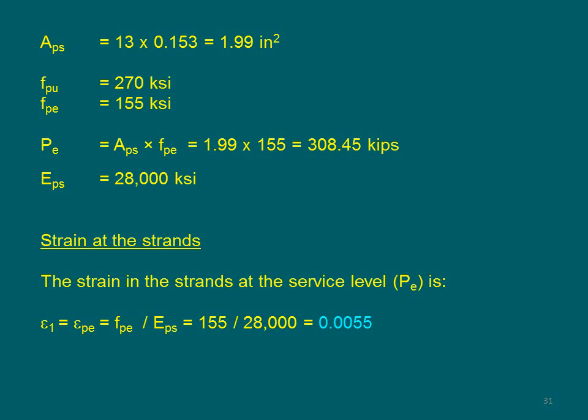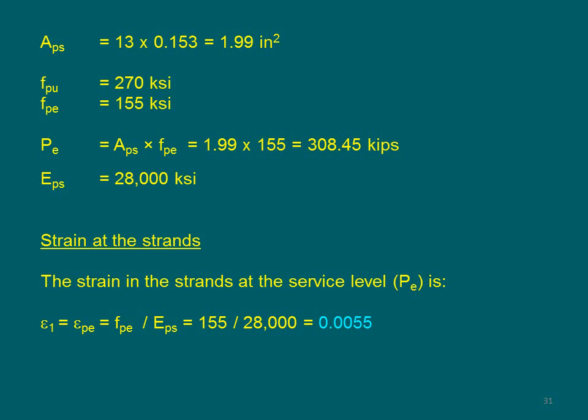Aps is going to be equal to 13 half-inch strands, ASTM A416. Each one of the strands is going to be 0.153 square inches. I have 13 of them, so I have 1.99 square inches. Ultimate strength for these strands is 270 ksi, while the effective prestress equals 155 ksi. Effective force is going to be equal to the total cross-section area of the strands multiplied by fpe. You have here 308.45 kips. Now let's look here at the strain and the strength.